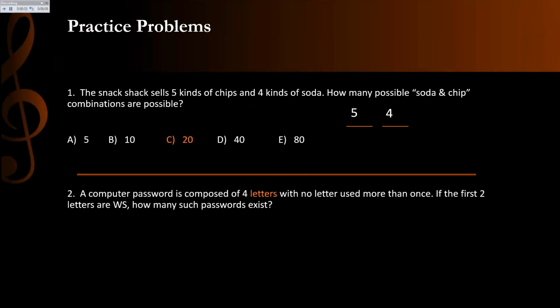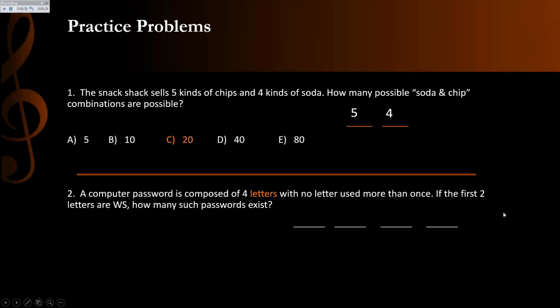Next, a computer password is composed of 4 letters with no letter used more than once. If the first 2 letters are WS, how many such passwords exist? Now you can see that I highlighted letters here. Can you think why? Because we have to know that there are 26 letters in our alphabet in order to do this.